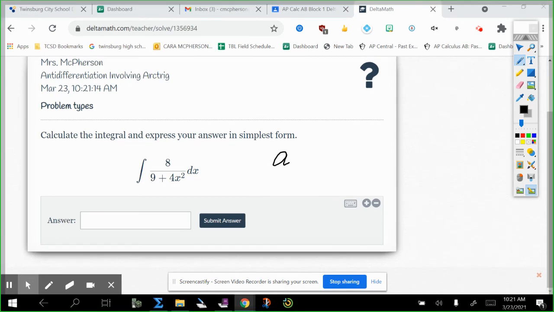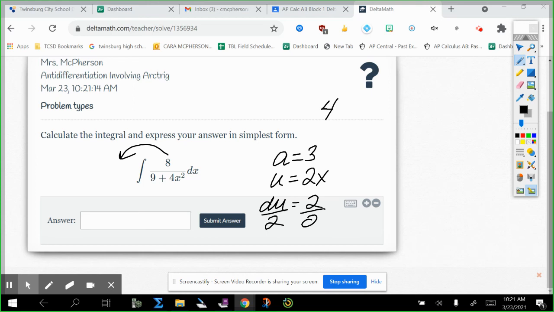Your a is going to be 3. This is an arctangent. Your u is going to be 2x. Your du is going to be 2. What's going to end up happening is my 8 is going to come out in front, but I'm also going to have a 1/2 out front when I adjust. So I have my 8 out front, I have a 1/2 out front, so I end up with a 4. This is an arctangent, so I also need 1 over a, so I need the 1/3 arctangent of u over a plus c.